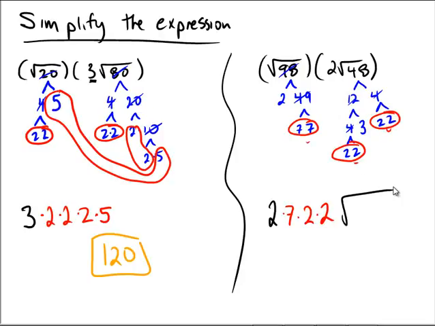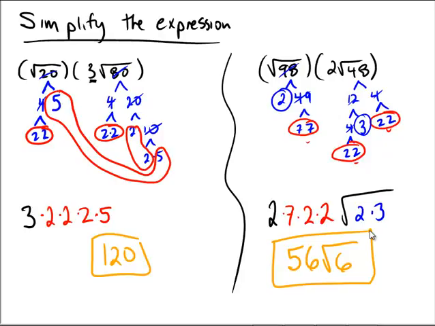Square root of what was left in prison, the singleton 2 and the singleton 3, which did not meet up, so that's a 2 times 3. And so your final answer here should be 2 times 7 is 14, times 2 is 28, times 2 is 56, and in prison, 2 times 3 leaves us with a 6.